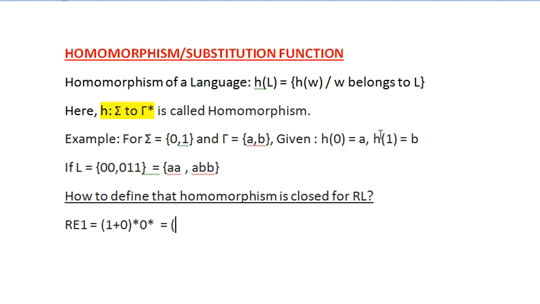So let's take the same example. For 1 it is represented by b, for 0 it is represented by a, so (b plus a) whole to the power closure, and 0 is represented by a whole to the power closure. Now if we look into this expression, the image that I have got, what is it? This is nothing but a regular expression only. So for a particular regular expression, after taking a homomorphic image, we got a regular expression.